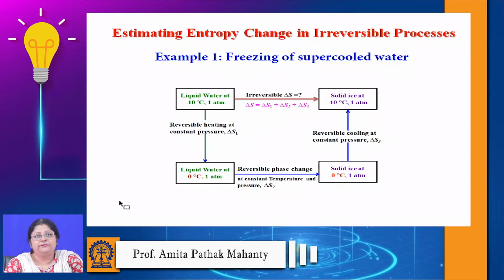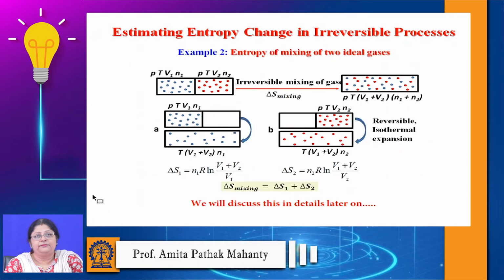Okay, so this was the last thing which we did in the last class, estimating entropy change for an irreversible process. And I said I will wind up entropy today. So we are going to take up the continuation of the class which we had yesterday. I had said that entropy of mixing of two ideal gases is also an irreversible process for which we need to calculate the entropy change.